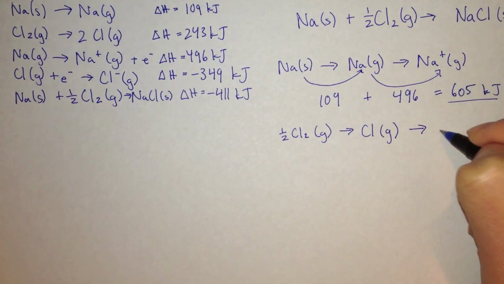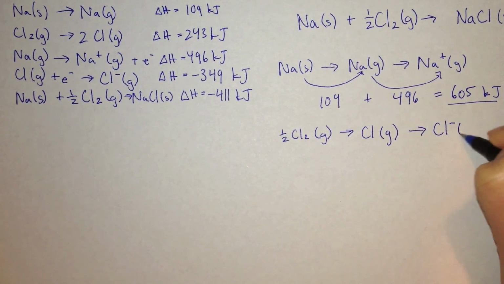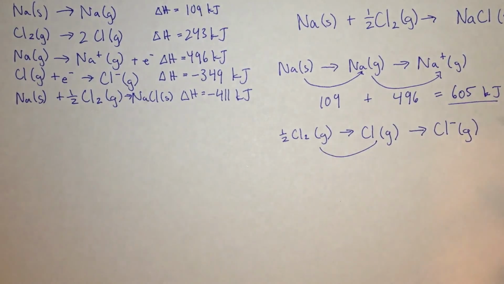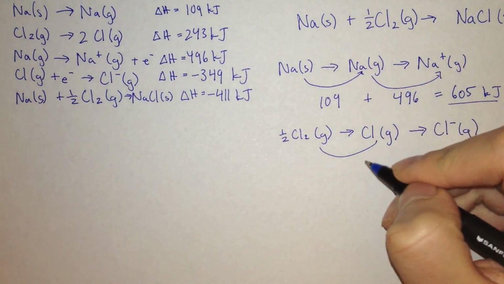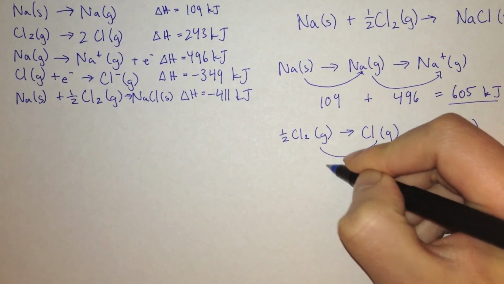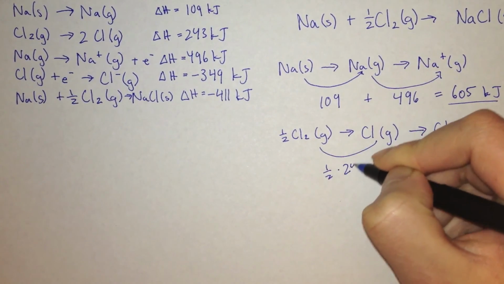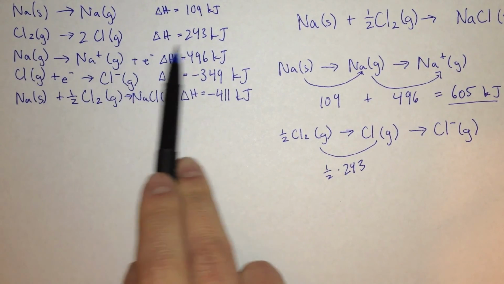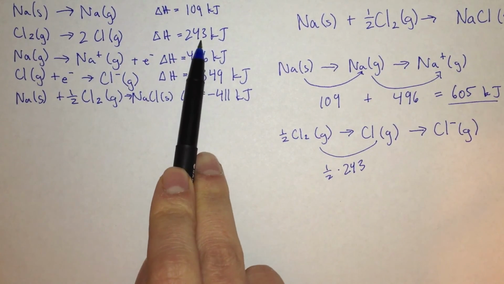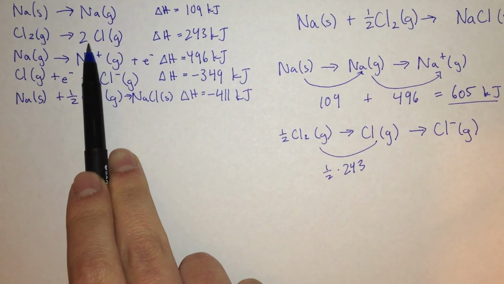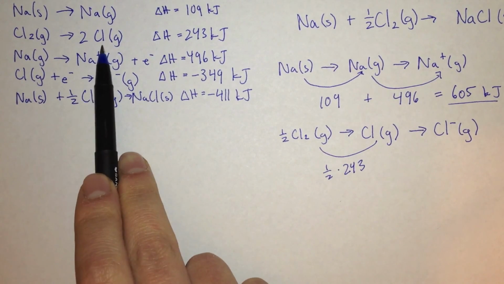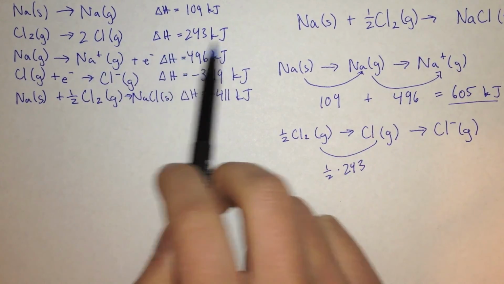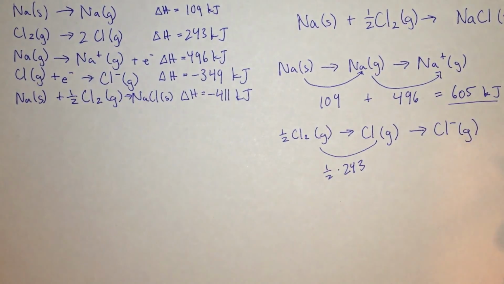And then we have to take away one of chlorine's electrons, and we're good to go. So from here to here, this is 1/2 of 243 kilojoules. That comes from this equation here. It says 243 kilojoules, but that's for forming 2 chlorine atoms. We only need 1 for this reaction, so we have to cut this number in half. That's what we did here.